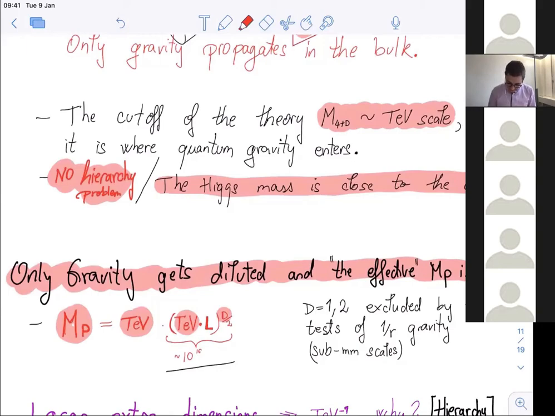Now, you can see if D is 1, L has to be very big, like, I don't know, an extra dimension up to the planet Jupiter, which is excluded by tests of gravity. Even D equal 2 is excluded by tests of gravity. And now we are testing sub-millimeter scales. So large dimensions of the order of sub-millimeter and at least 3 additional extra dimensions.